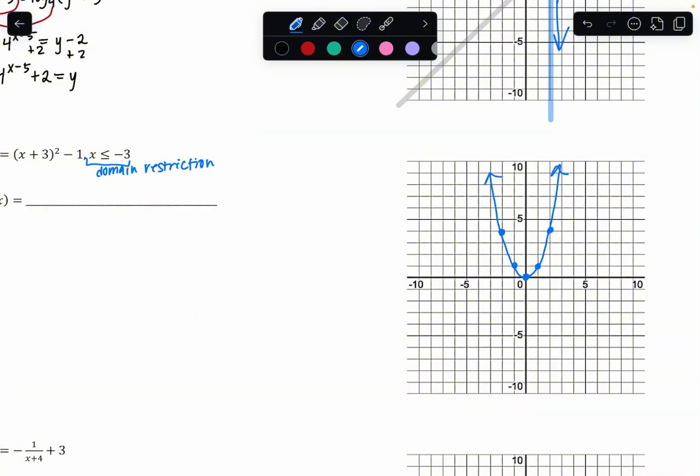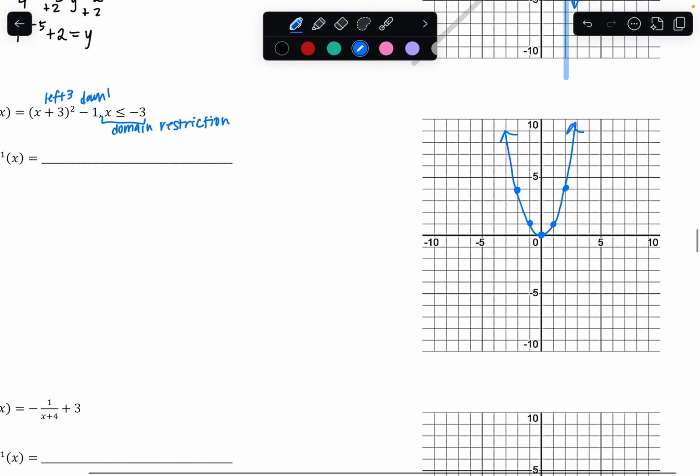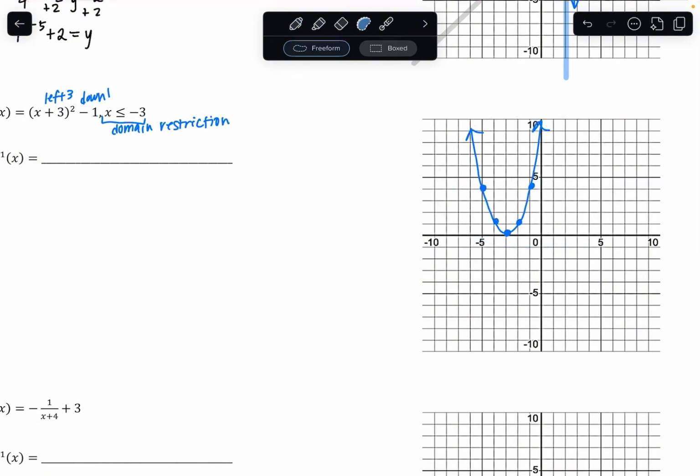Okay, and so this function has been moved left 3, down 1. So we're going to take all our points and move them left 3, down 1. So our new vertex is -3, -1.